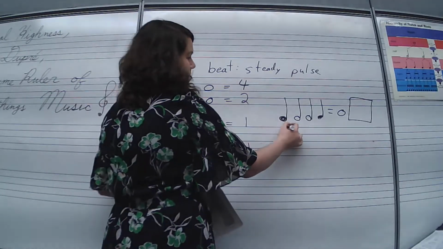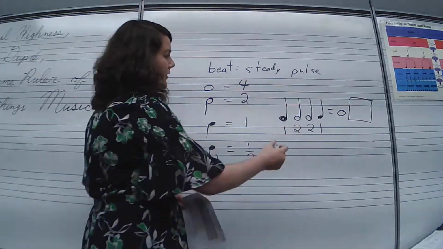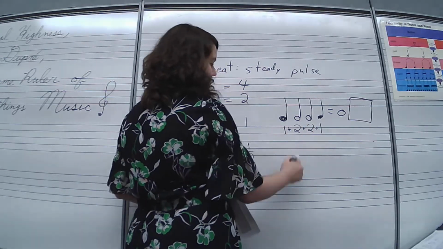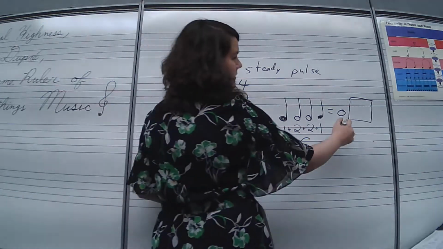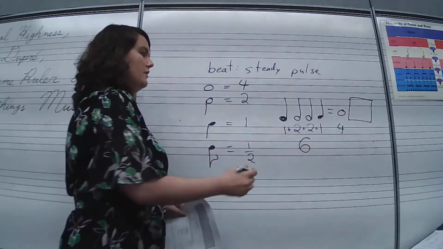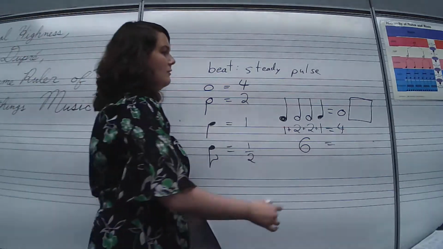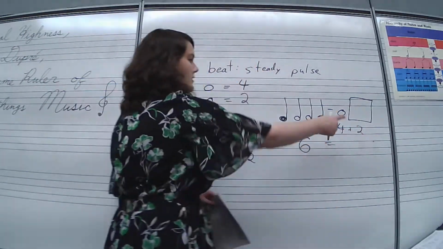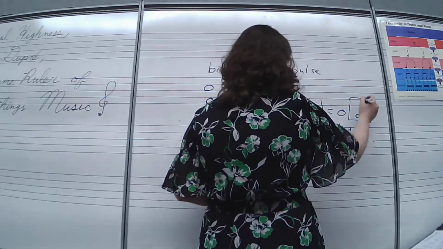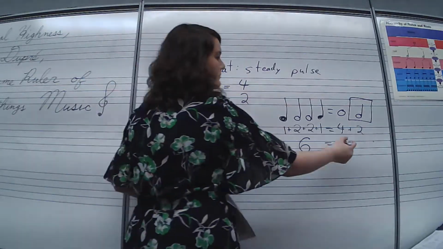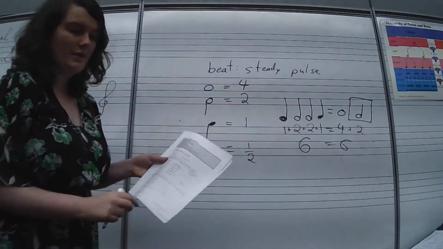So we have 1 for a quarter note, 2, 2 and 1. All that together is 6. We know the whole note is 4. So we need something to add to 4 to equal 6. Well, 4 plus 2 is going to equal 6. Which note has 2 beats? Half note. And there we go. So half note goes in there. And you'll do the same thing for the rest of the notes in there.